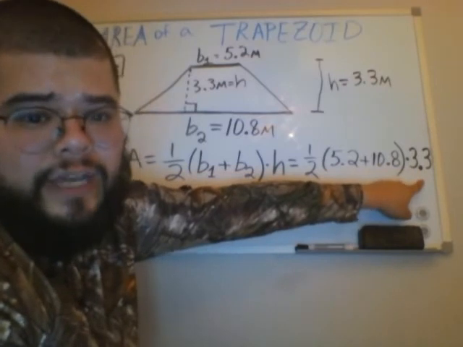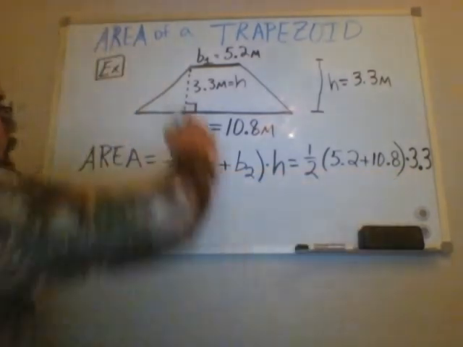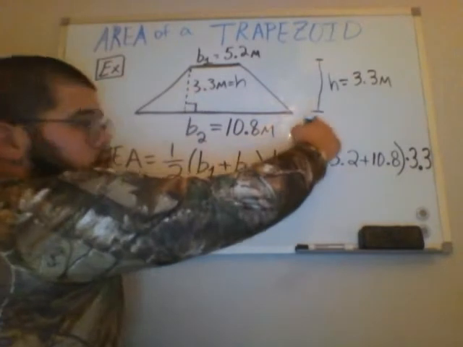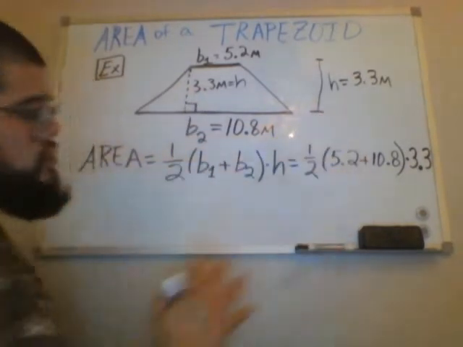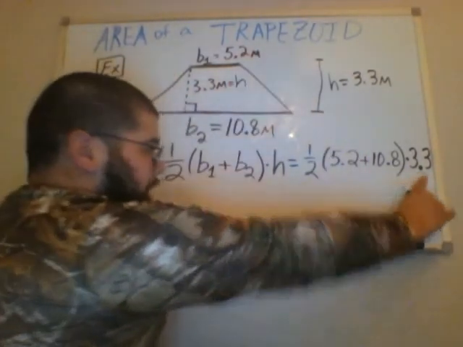Okay, and that's the height. That's the height. 3.3 is the height as we have it up here. Remember, I told you they could also give you the height out here, 3.3. So again, just however they give you the height, you know that this is the height, 3.3.